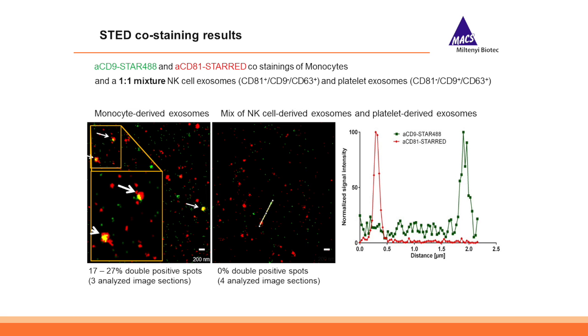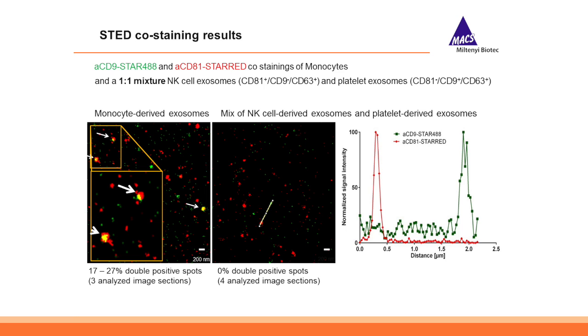So now we are coming back to the question, could we detect double positives, and are these indeed double positive exosomes? And for this we were using monocyte exosomes and stained them again with CD9 and CD81. And from the MACSPlex assay we would expect that monocyte exosomes, at least some of them, are positive for both markers, and this could be proved by high resolution microscopy as shown here. We find some exosomes appearing in yellow, so having a staining for both markers. In total we find 17 to 27% of double positive spots on 3 analyzed image sections.